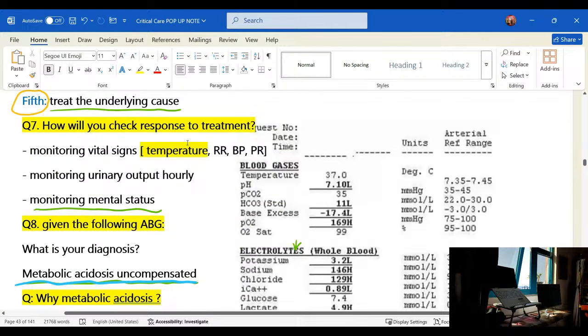Monitoring vital signs, pulse, baby temperature, urine output, capillary refill time, and temperature. Monitoring the urine output, and hourly monitoring of mental status.